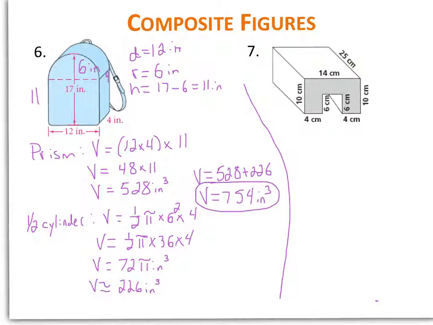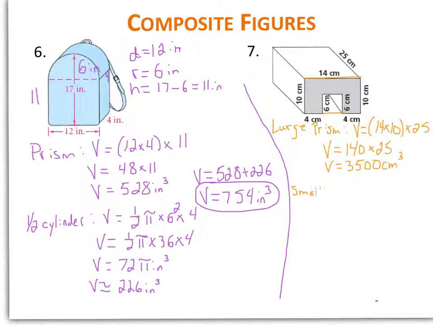Alright, and then in number 7, what we can do is find the volume of the entire figure and then subtract the smaller volume, the volume of the smaller rectangular prism from the inside. So first let's look at the large rectangular prism. So I'm looking at the volume for the entire figure. So remember, volume equals area of the base. Now this whole length, so we got 14 times 10, and then times the height of the prism, which is 25. So volume for the entire prism, so 140 times 25, or 3,500 centimeters cubed.